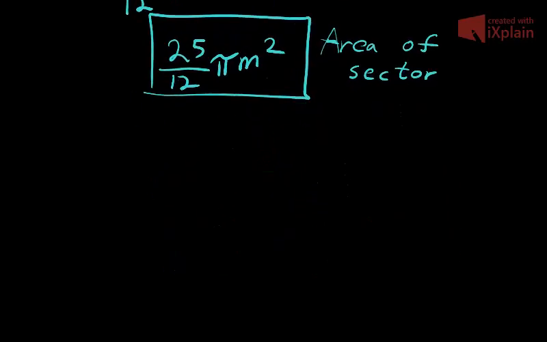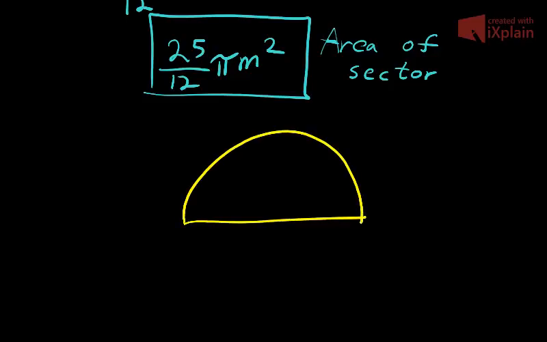Alright, so what I would like you guys to do for a practice problem to bring into class is I have a semicircle here with a radius of 15 meters. There we go, a radius of 15 meters on this semicircle. I'd like you guys to find the area of this semicircle for me.